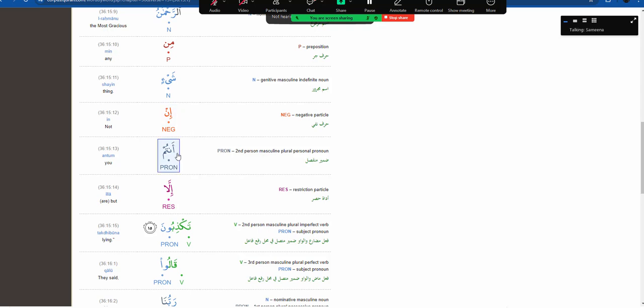One more example is in antum illa takzibun. So we have takzibun is mudare. Illa is not making the mudare majzoom because look at the translation. It is not a combination of in and la. It's not unless or if not, but the meaning is but lying. So this is not the illa of the conditional article.